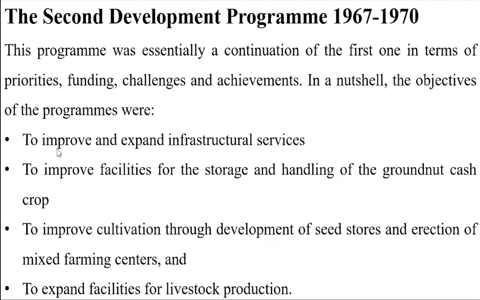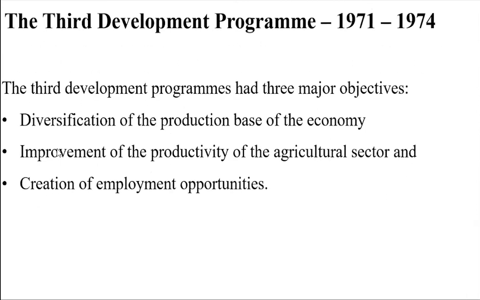Now, after this, we have the second development program, 1967 to 1970. This program was essentially a continuation of the first one in terms of priorities, funding, challenges, and achievements. In a nutshell, the objectives of the program were to improve and expand infrastructure facilities, to improve facilities for the storage and handling of the groundnut cash crop, to improve cultivation through development of seed stores and erection of mixed farming centers, and to expand facilities for livestock production.